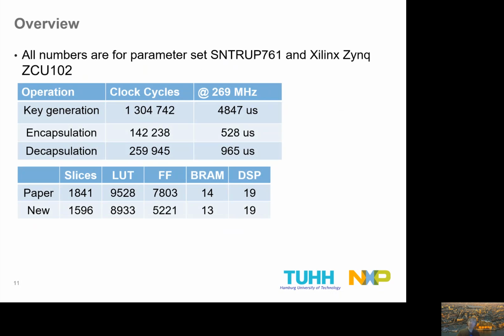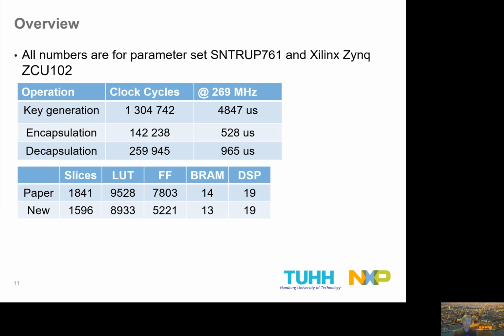Some benchmark numbers. This is for the parameter set P equals 761 and on a Xilinx Zynq FPGA. So key generation takes just over 1.3 million cycles. Encapsulation takes just over 142,000 cycles, and decapsulation takes just shy of 260,000 cycles, with a max clock frequency of 269 megahertz.